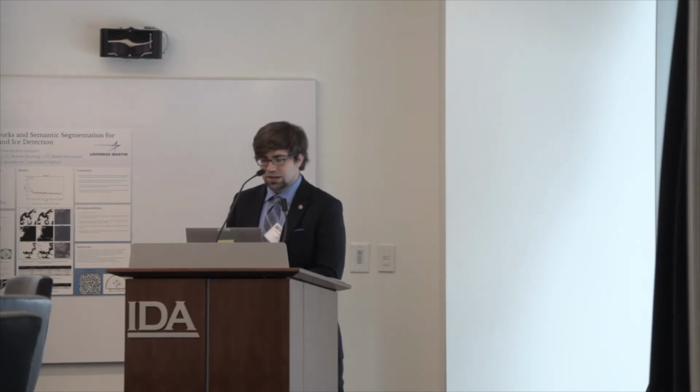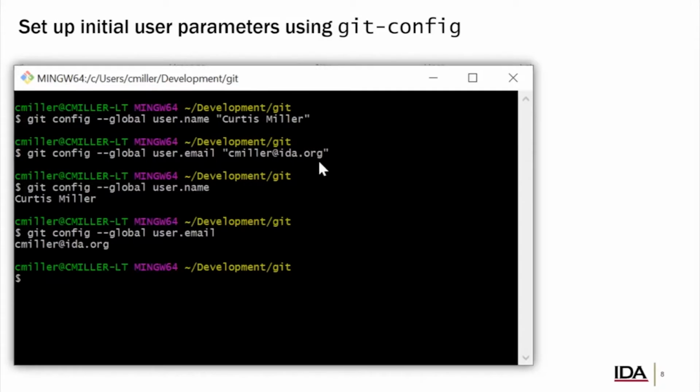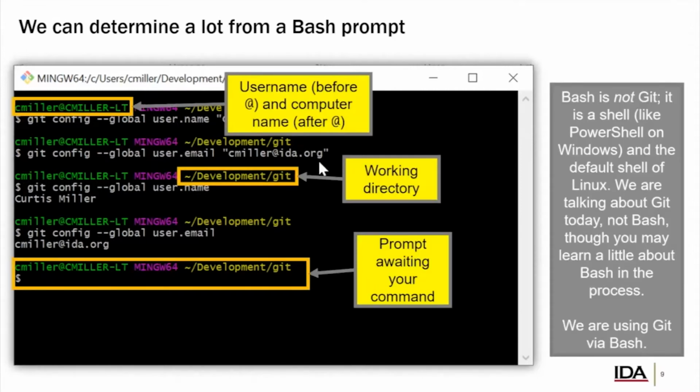So the first thing we need to do with Git is we need to give it some basic information about ourselves. Right now, we are looking at a bash command line. Very shortly, bash is not Git. So this program we're looking at is what's known as a shell. A shell is a program that runs other programs. And in this case, the program we're running is Git.